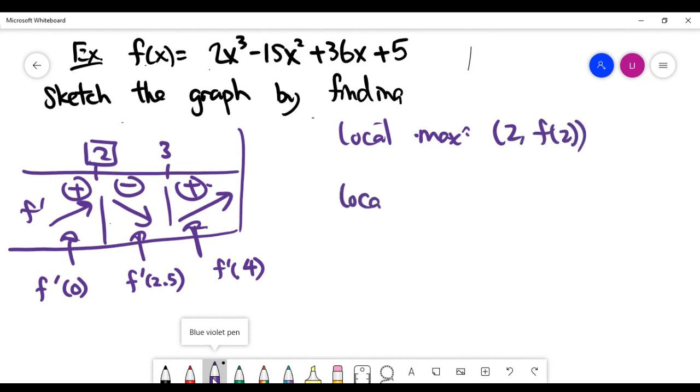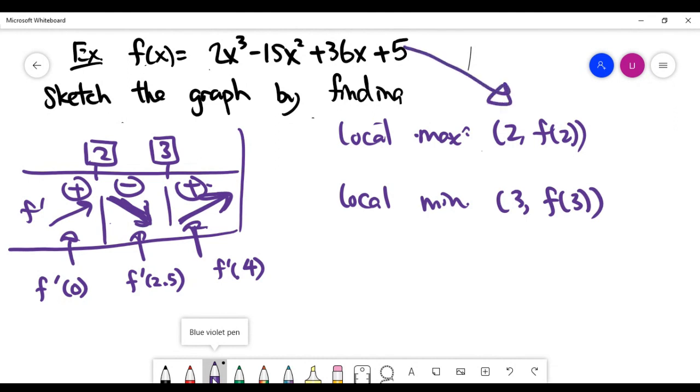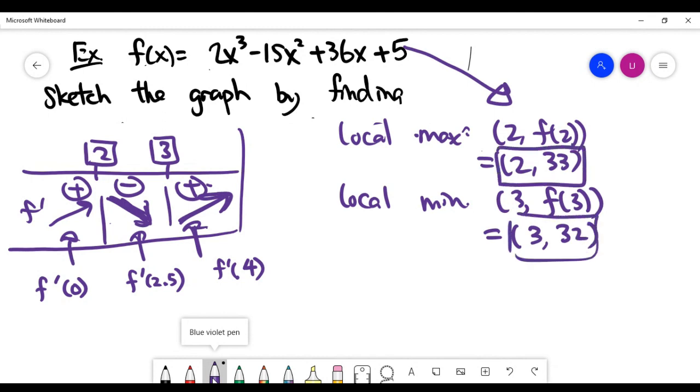And similarly, let's look at the second point, x equals 3. What you have is going down first and then going up for the tangent directions. So in that case, it means it is a local minimum, 3, comma f of 3. And you can do this calculation based on the function f. So the first point is going to be 2, comma 33, and the second point is going to be 3, comma 32. And these are the 2 points that are quite important when you try to sketch the graph.